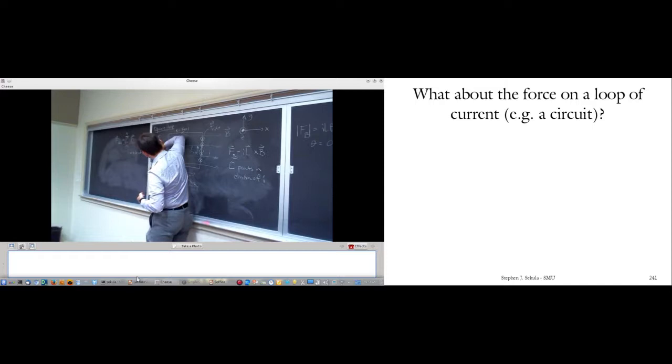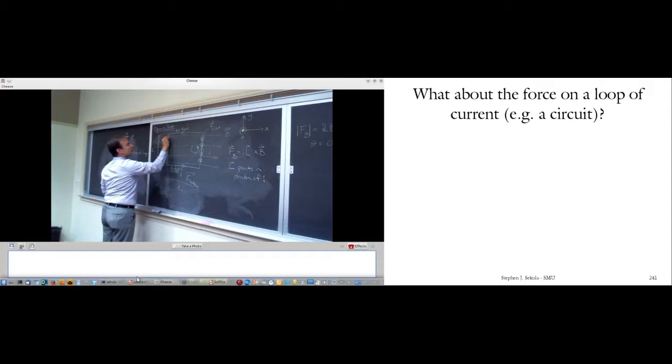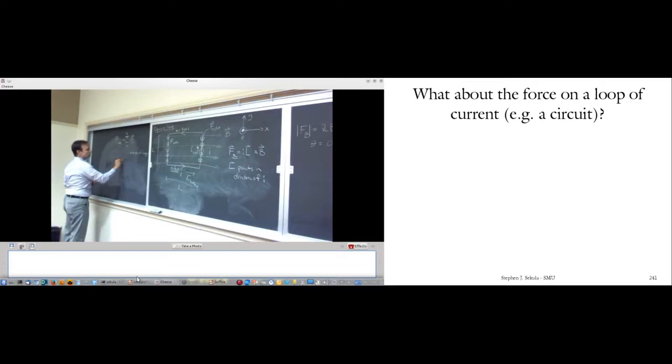My index finger points in the direction of current, which is down. My middle finger points to the right, which is the direction of the magnetic field. My thumb indicates the direction of the force, which is out of the board over here. Okay, so draw these as circles with dots in them, arrows flying at your face. So this is F vector left. To do the total force, we just need to add F vector left plus F vector right.